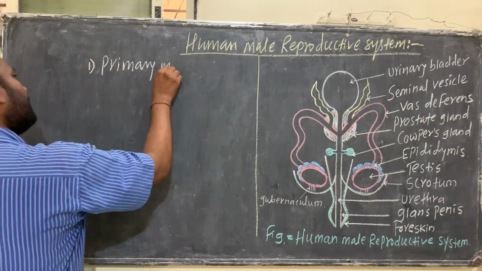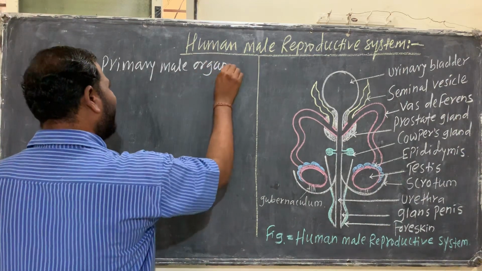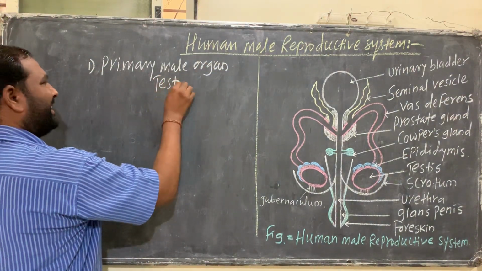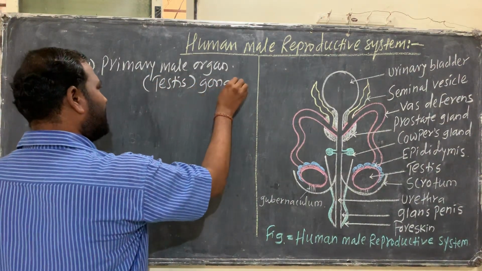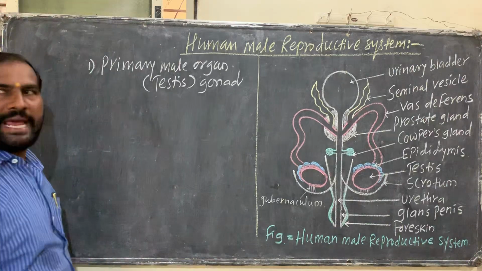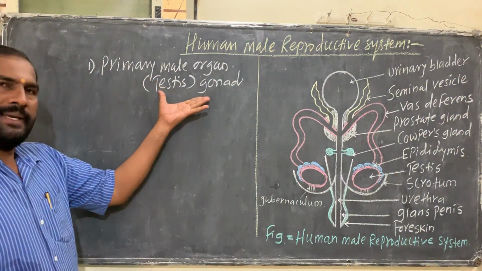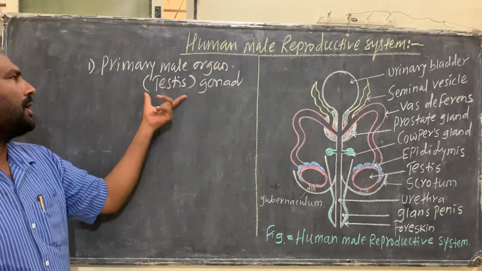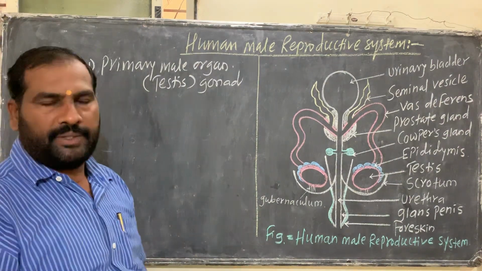Primary male organ. And what is that primary male organ? That one is the testes, which are called gonads. So this one is a gonad. Now here in a human being, that is in a male, the primary male organ is called the testis, in which sperms are produced.